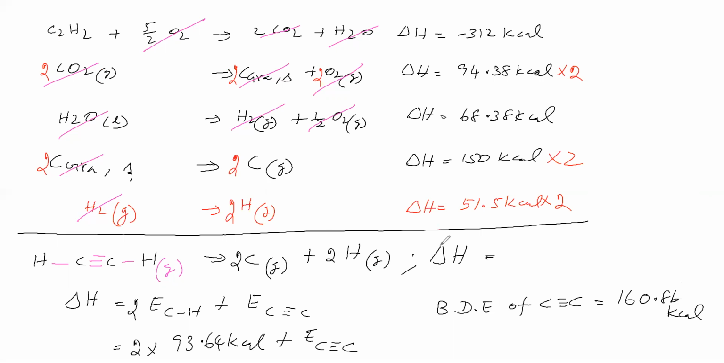So we know this delta H by adding all these values. Using this delta H value, we can find the CC triple bond energy. So we got the CC triple bond energy. Let us go for the next sum.